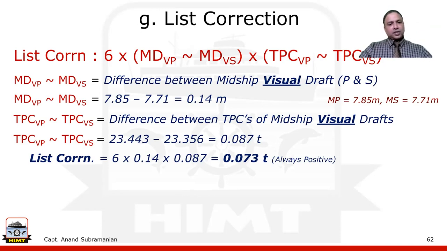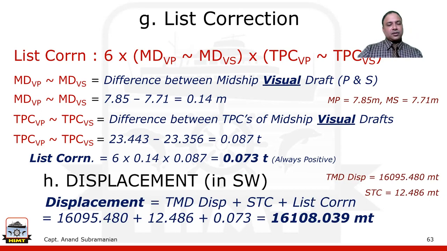The same thing applies for TPC also. The TPC of the port side visual draft mark and the TPC of the starboard side visual draft mark. The difference is obtained. The difference is again the absolute value, and it's 0.087 tons. Once you replace these values in the formula, then we get 6 times 0.14 multiplied by 0.087, and the answer is 0.073 tons. This is also always positive. That means we are going to keep it in the plus sign only.